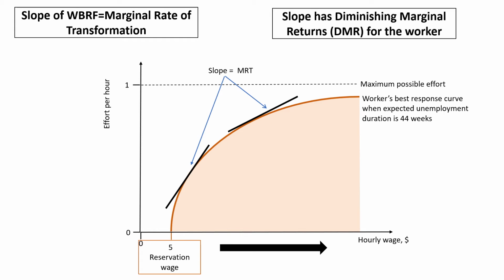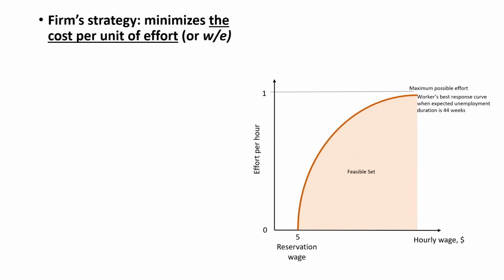the worker. From the employer's point of view, firms' strategy is to search for a feasible combination of effort and wage that minimizes the cost per unit of effort, or minimizes W divided by E. Saying the same thing in a different way, firms seek a feasible wage-effort combination with the highest possible effort per dollar, or simply the reciprocal of what we defined earlier.